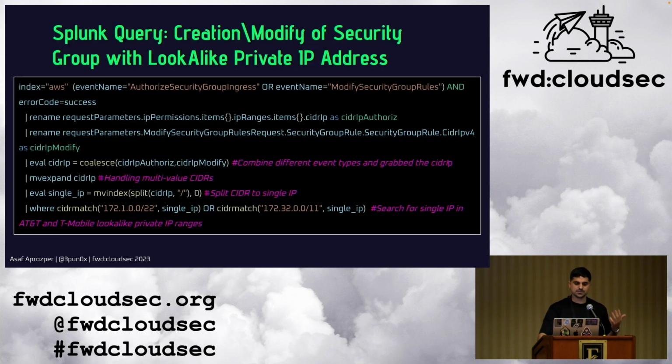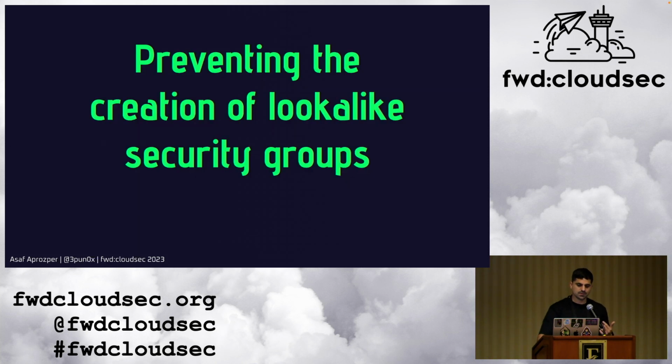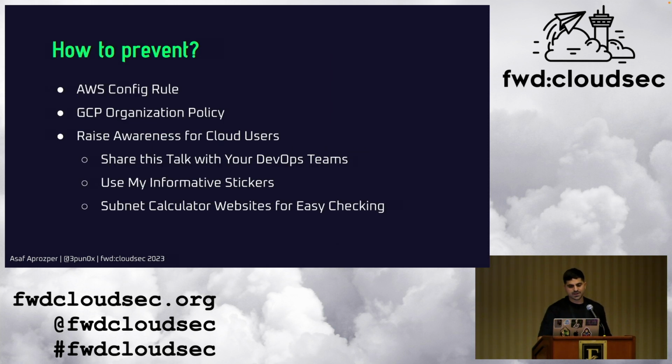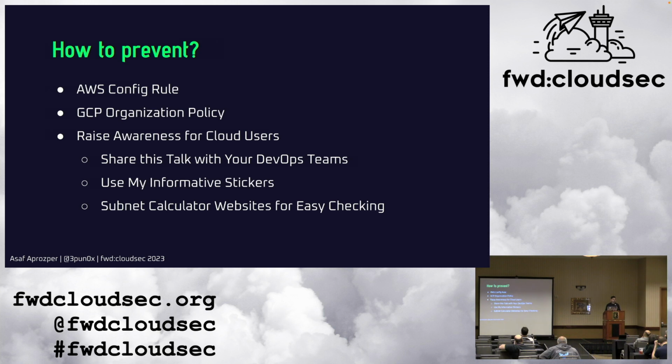So that one was for detecting with Splunk from now on, but what about even preventing, for the ones of you who want to prevent? To prevent, you can use AWS Config rules, GCP organization policy, raise awareness for cloud users, keep your team informed about the risk of Lookalike IP misconfigurations, share that talk with your DevOps teams. You can take my stickers, of course, and also it's no shame to use a subnet calculator website to avoid mistakes.